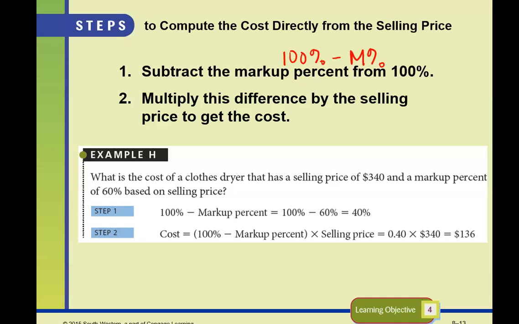Okay, and in this example, we have a clothes dryer that has a selling price of $340 and a markup percent of 60% based on selling price. So what's the cost of that? First step is to subtract the markup percent from 100%. That gives us 40%. And then the cost is 40% times the selling price. In this case, it's $136.